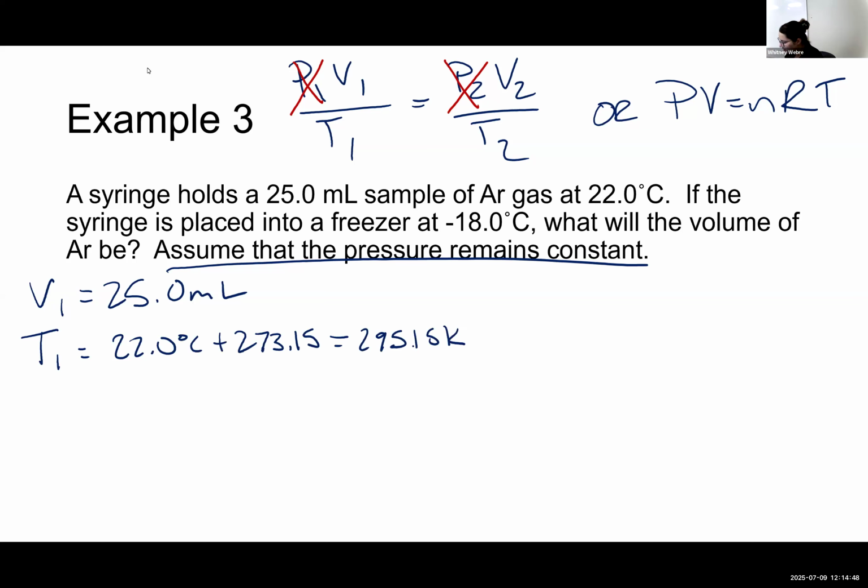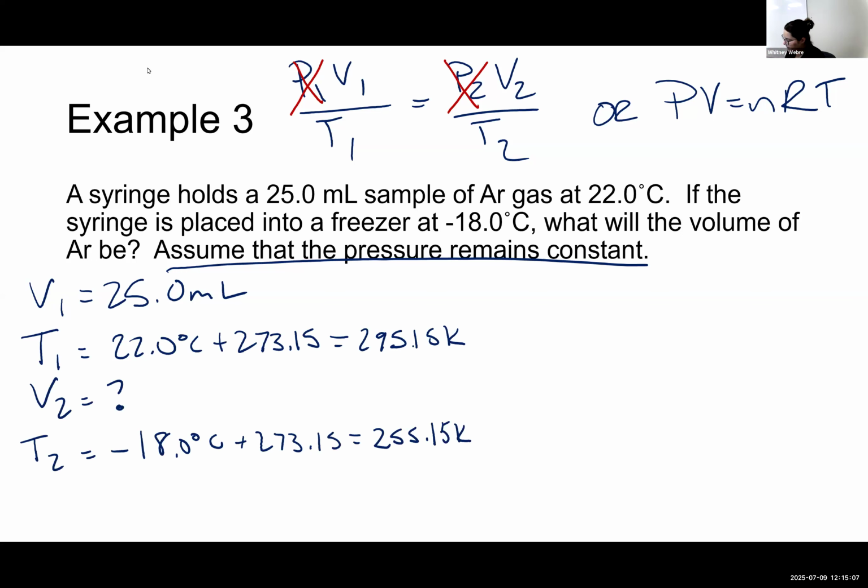And then we don't know what V2 is, because it's asking us to figure out V2. And T2 is negative 18 degrees Celsius. Adding 273.15, I get 255.15 Kelvin. So V for variables is done. E for equation is done because we already know the equation. R would be for rearrange.